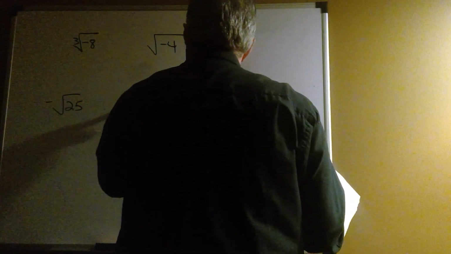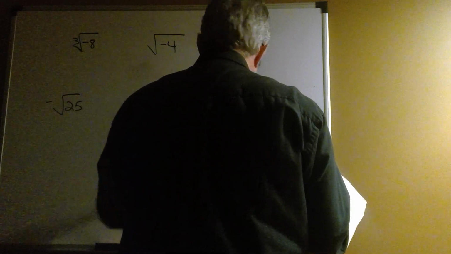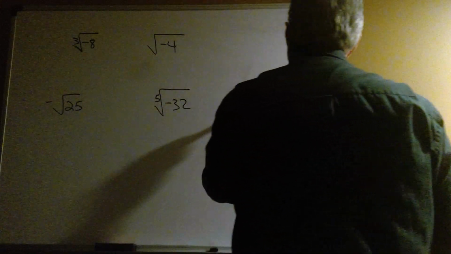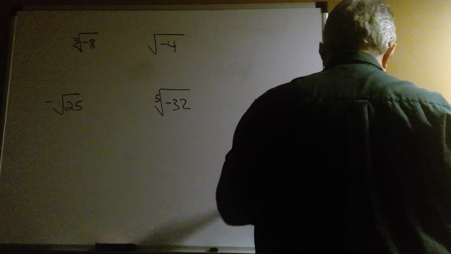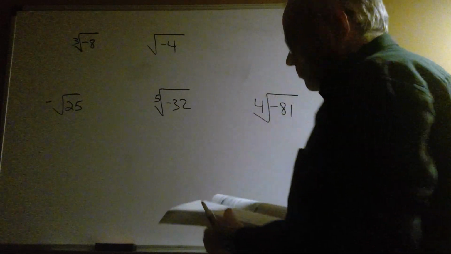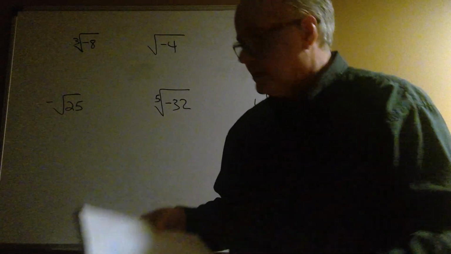What is that? The fifth root of negative 32. And the fourth root. Okay, so here are some examples from our example 2.